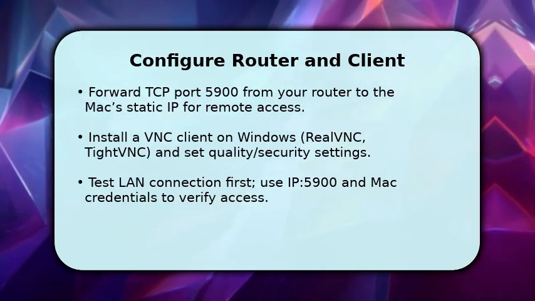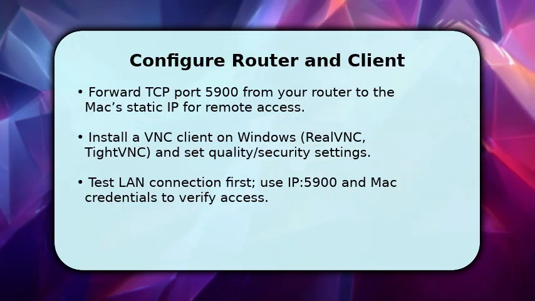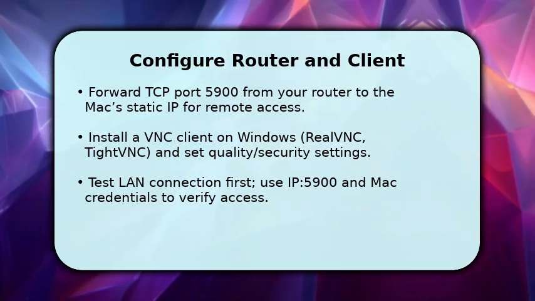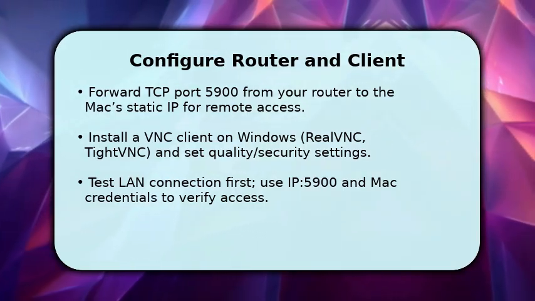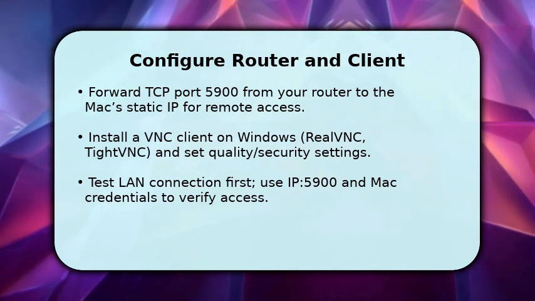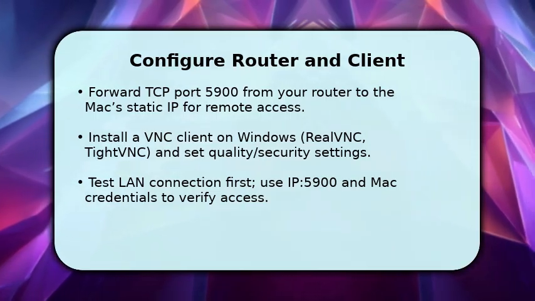On Windows, install a VNC client, enter the Mac's IP and port, and choose performance versus quality depending on bandwidth. Once done, test the connection from inside your LAN using IP 5900 and the Mac user credentials. This confirms the server and client settings are correct before opening external access.